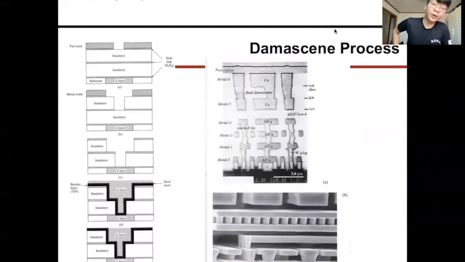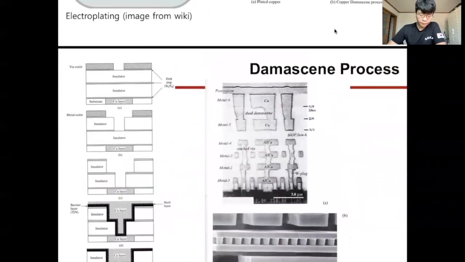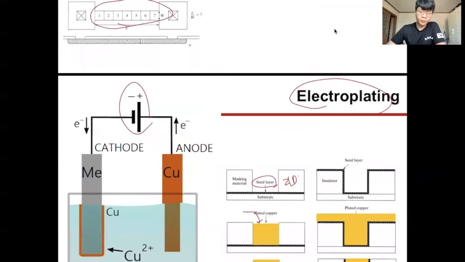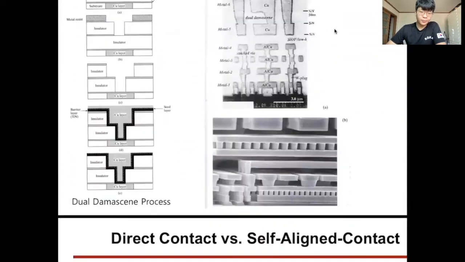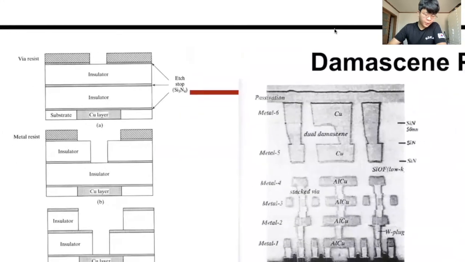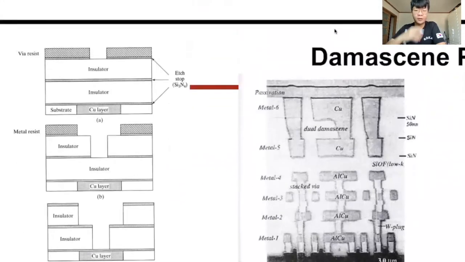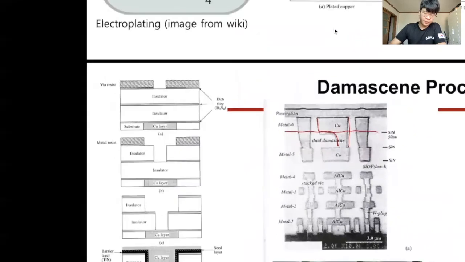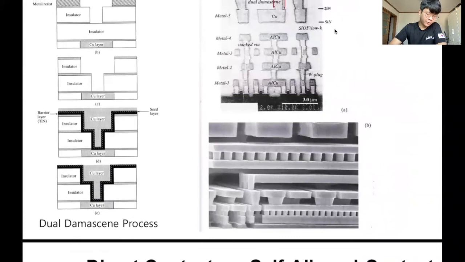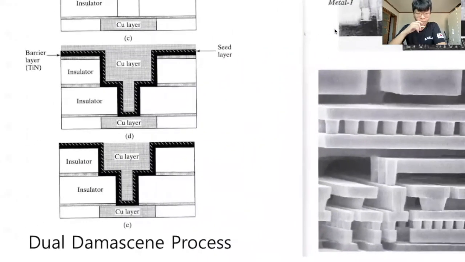The damascene process uses this electroplating. Nowadays we use a dual damascene process for mass production. In the former, single damascene process, it is used for making the vias for each layer. However, dual damascene forms two layers at once.